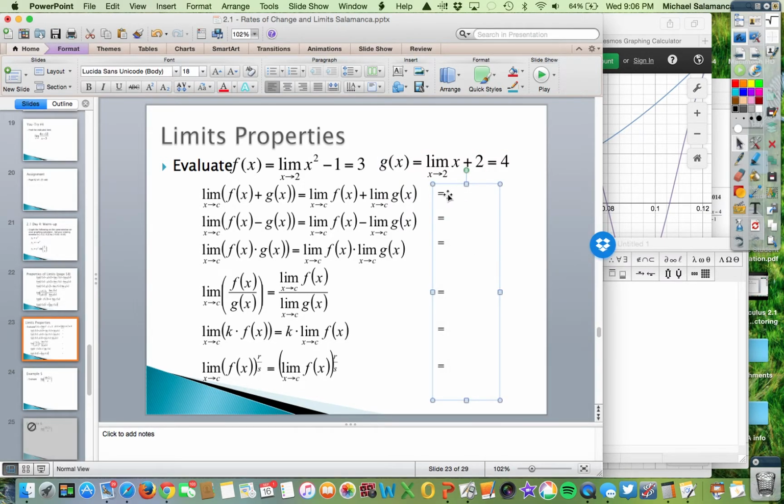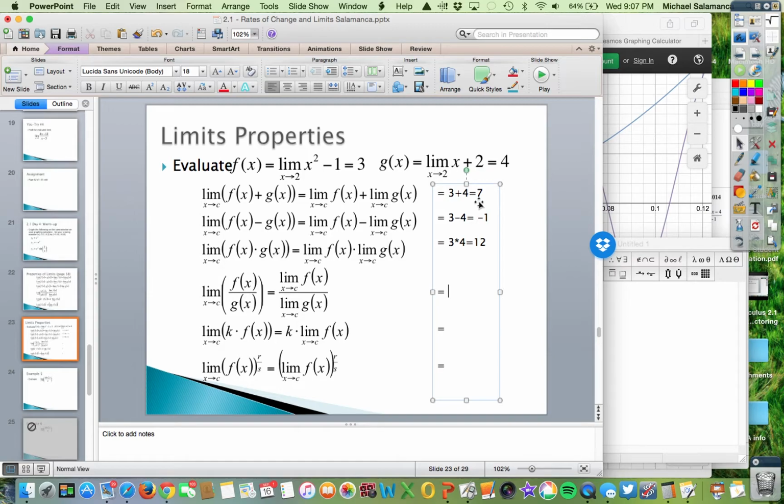Now, using the formulas that we had before, if we take the limit of f of x, which we found was 3, and the limit of g of x, which is 4, the limit of both functions combined is 7. For the second row, we're taking the function of the first minus the function of the second. We find the limit is negative 1. You'll notice in the third row we're multiplying. So the limit of f of x times the limit of g of x, that's 12.